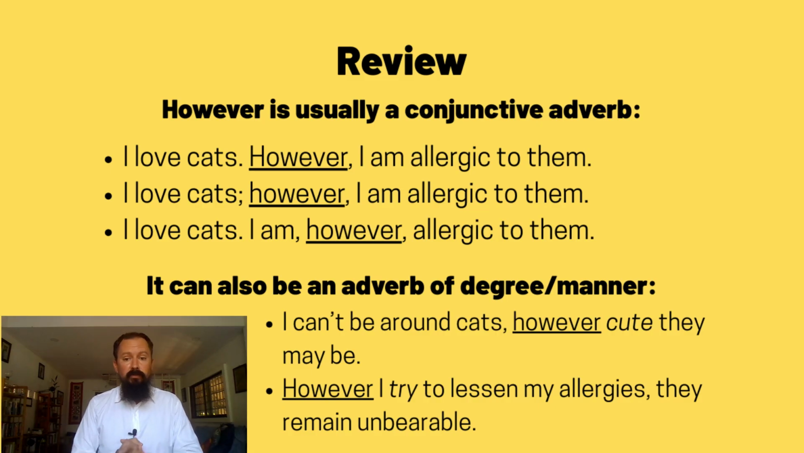Right, so to review our lesson for today, the word however is usually a conjunctive adverb, and there are three ways that we can use this conjunctive adverb. We can put it at the start of a new sentence, we can insert it between two independent clauses with a semicolon, or we can insert it into the middle of a sentence to link back to a previous sentence. It can also be an adverb of degree or an adverb of manner, as we can see here.